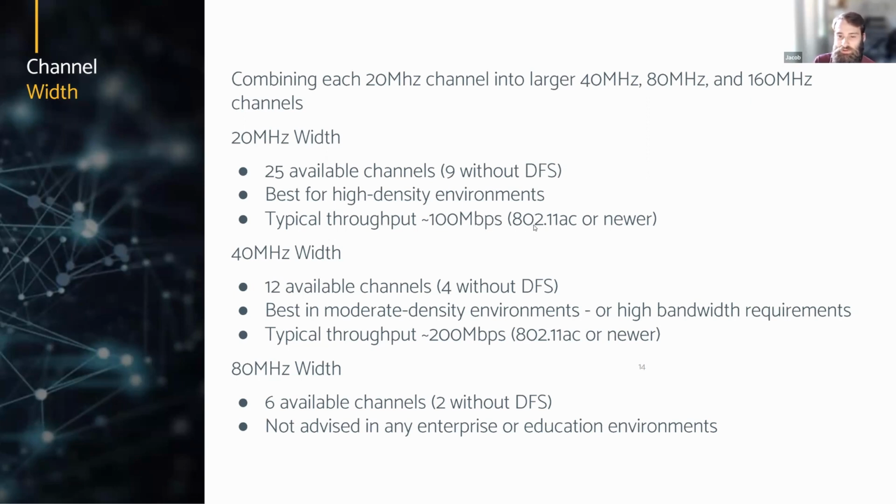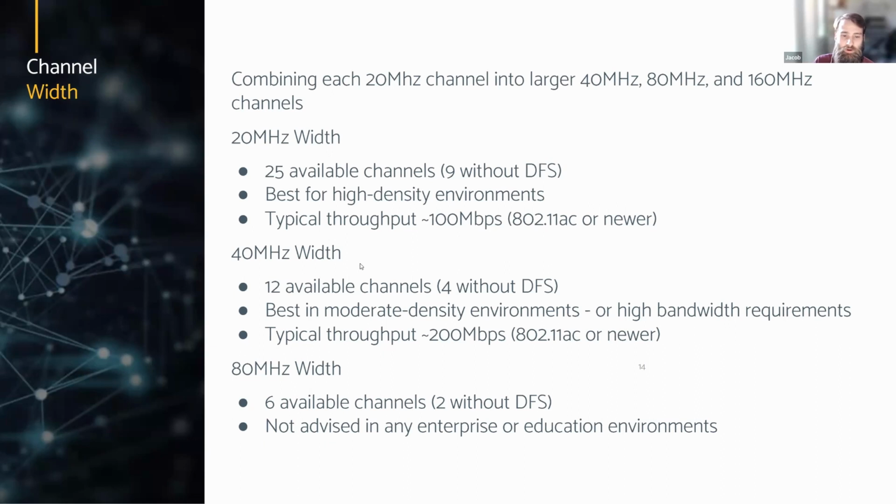And this also applies to 802.11ac devices or newer, right? If you're talking about an 802.11a device, a really old legacy device, it can't support 100 meg because it doesn't support those higher data rates. But modern devices will get approximately 100 megabits per second.